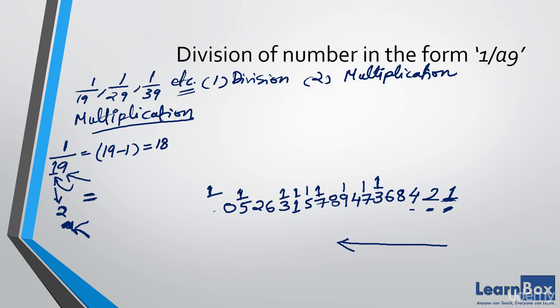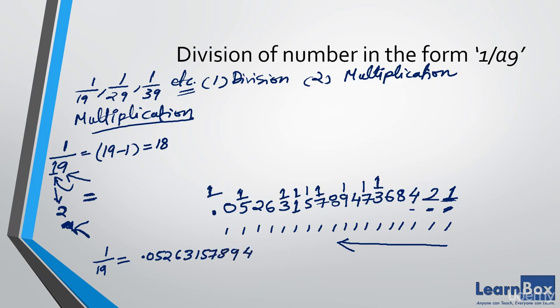And you also notice that we have covered 18 digits. Let's count them once. 1, 2, 3, 4, 5, 6, 7, 8, 9, 10, 11, 12, 13, 14, 15, 16, 17, 18. So we'll put a decimal here. So the answer of 1 by 19 is equal to 0.0526315789473684210, and again it will start repeating, so it will become 0 5 2 6 and so on.